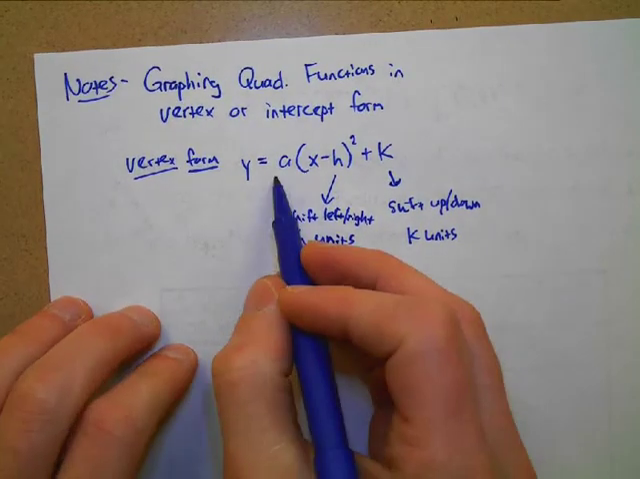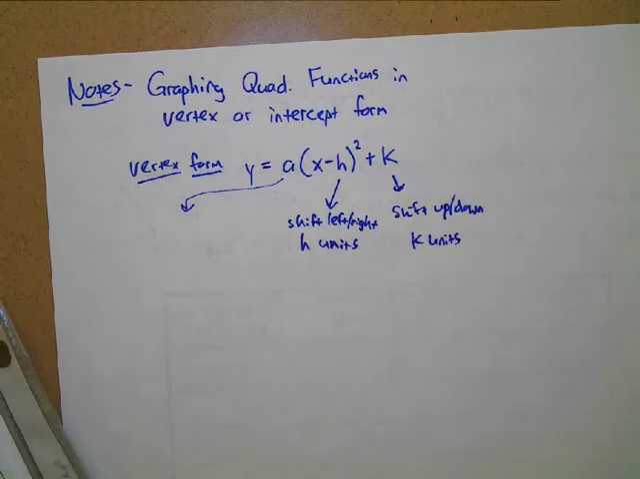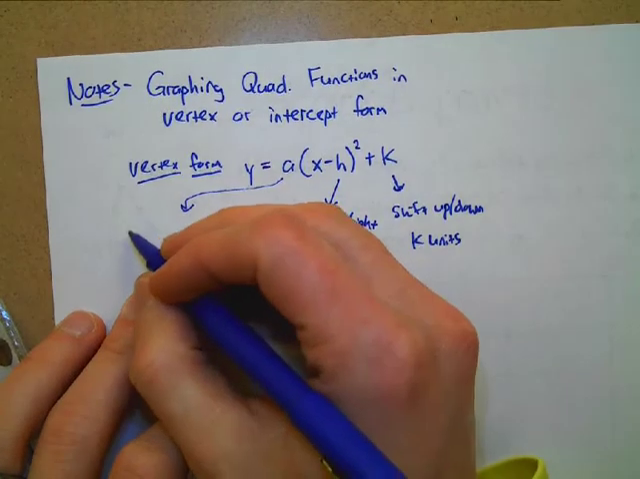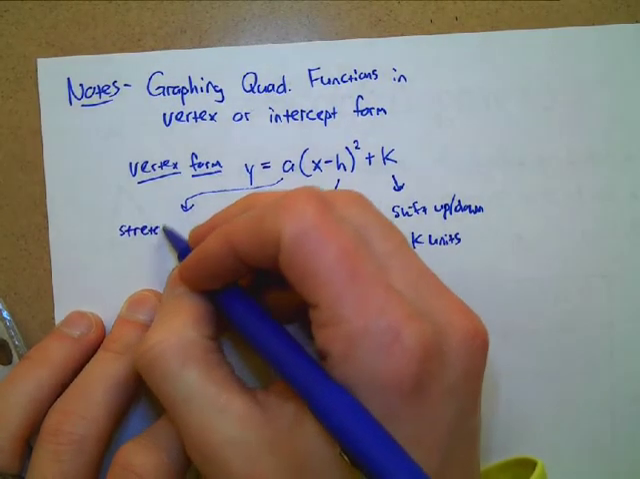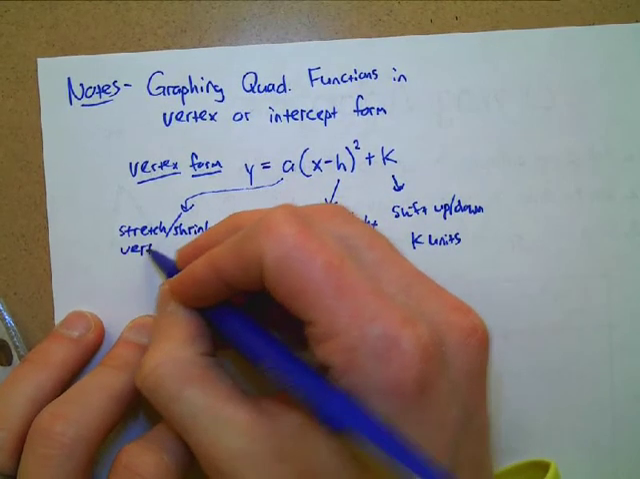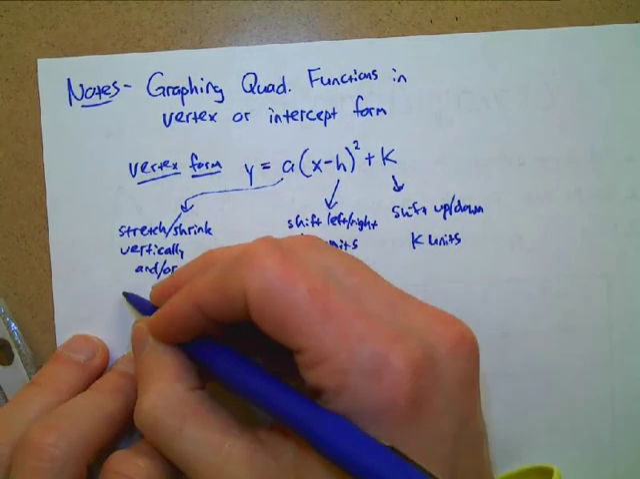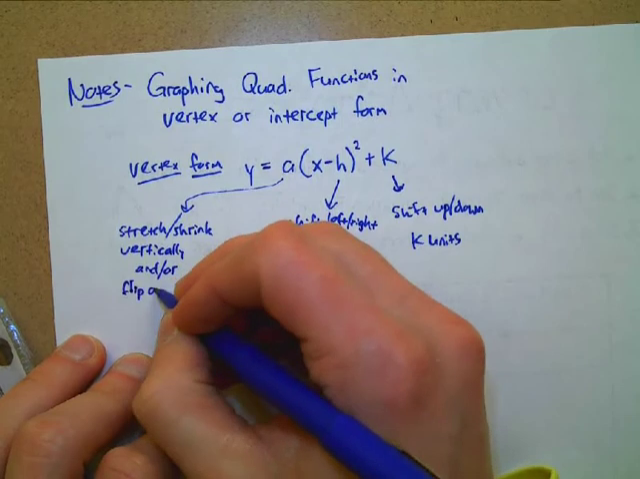Okay, and then what does that a parameter do? Vertical stretch or shrink, and the flip thing. Kind of, so it does. The horizontal plays into it too. But when a is positive or negative, it also flips. That's the other thing I was really looking for there. Yep. Okay, so stretch or shrink vertically, okay, and/or flip over the x-axis.